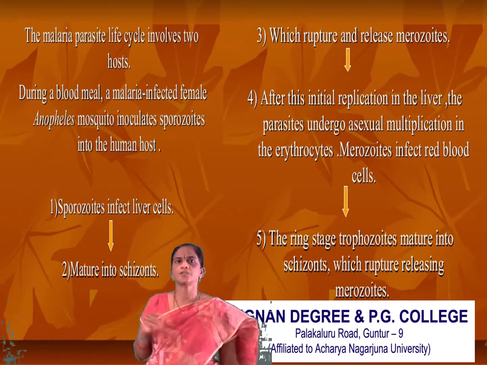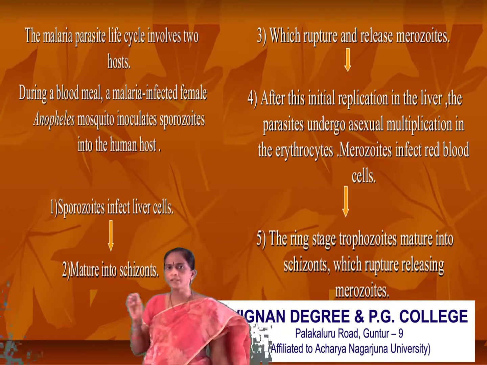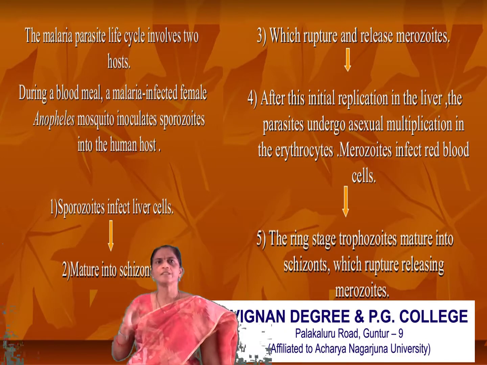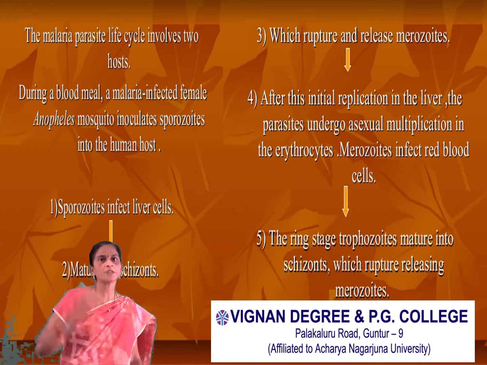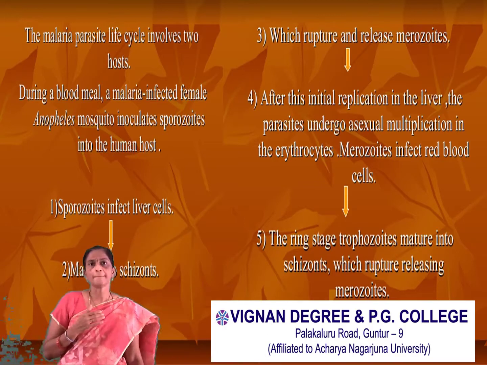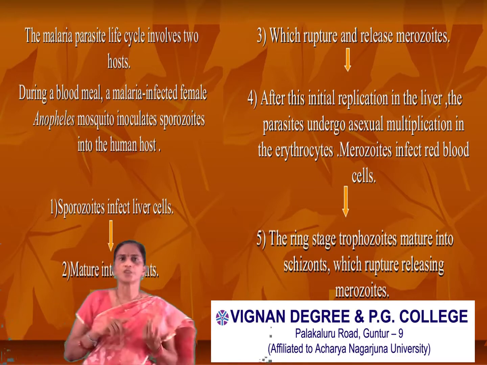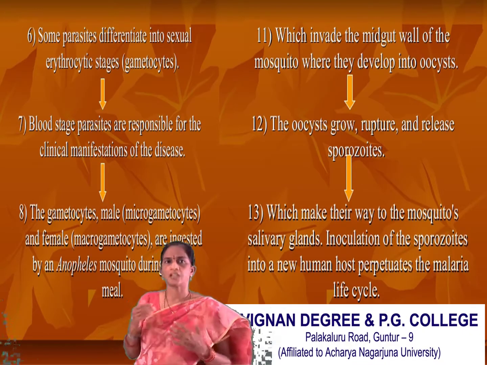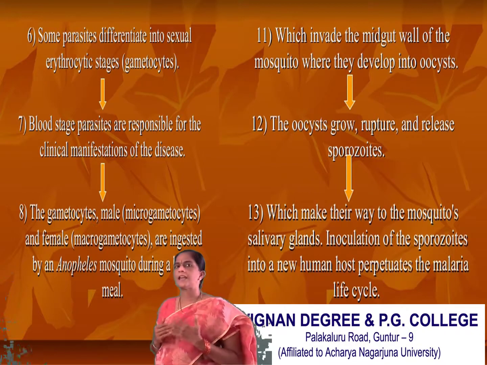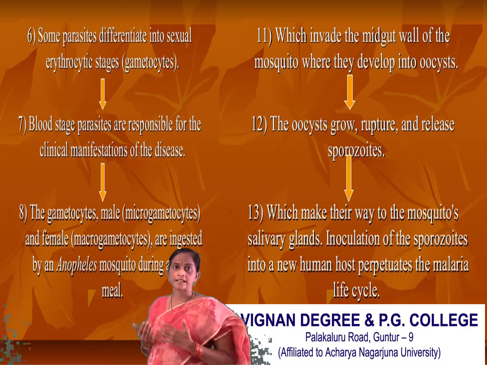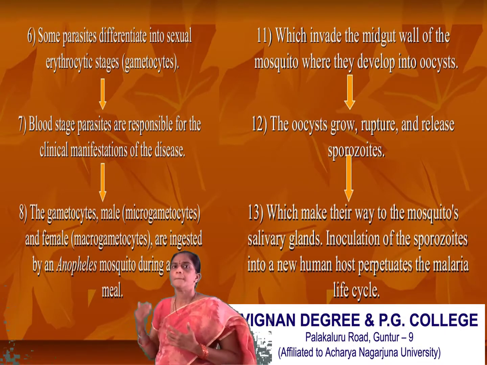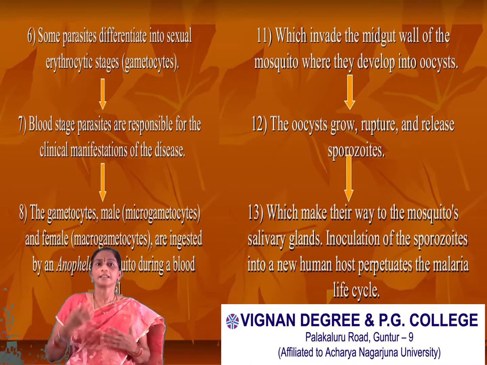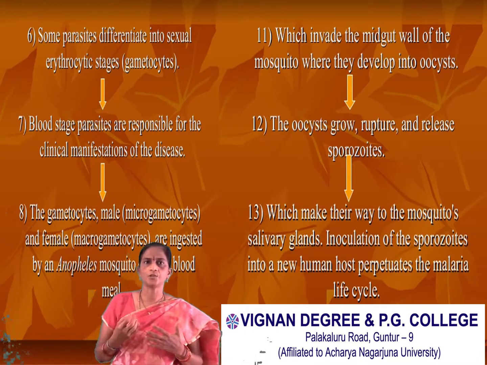The ring stage trophozoite. Trophozoite is nothing but the active feeding stage. These trophozoites mature into schizonts, which rupture and release merozoites. Some parasites differentiate into sexual erythrocytic stages, gametocytes. Blood stage parasites are responsible for the clinical manifestation of the disease. The male gametocytes are known as microgametocytes and the female are called macrogametocytes, and they are ingested by the Anopheles mosquito during the blood meal.